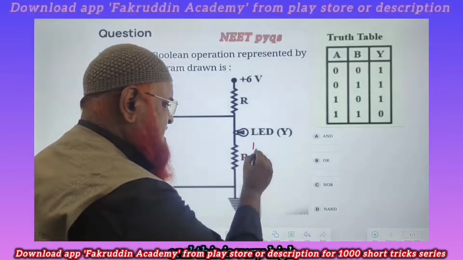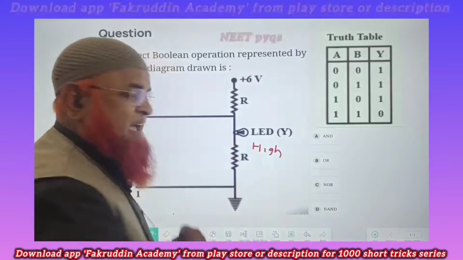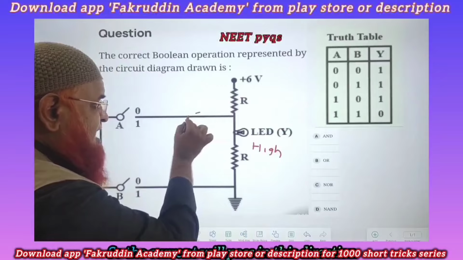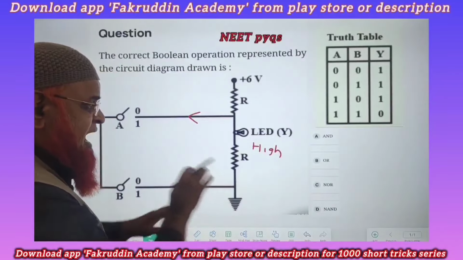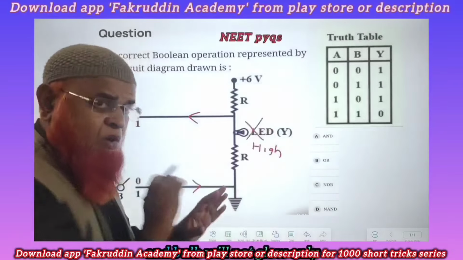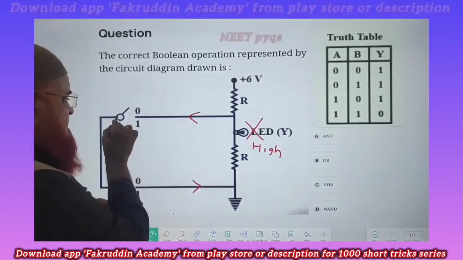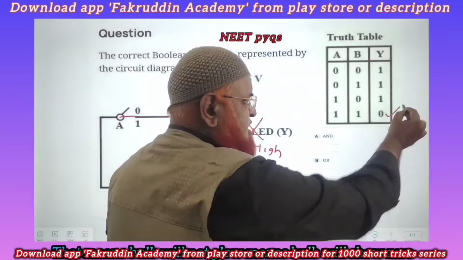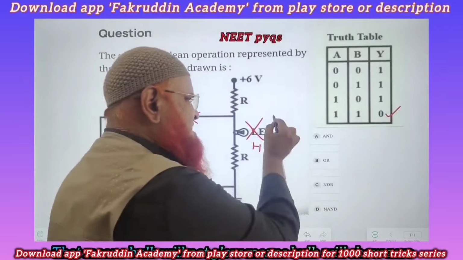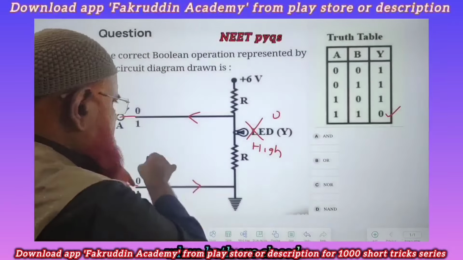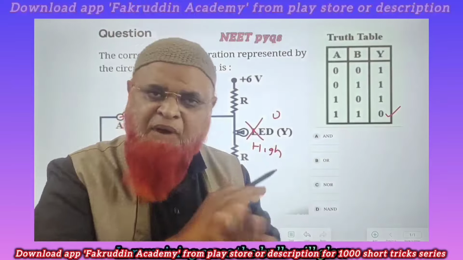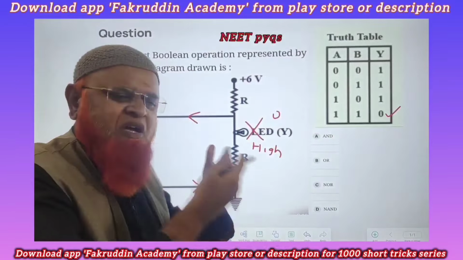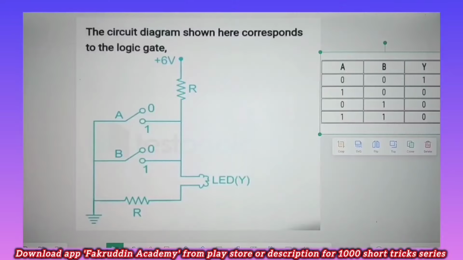And the bulb is having very high resistance. So the current will pass in this direction and the bulb will not glow, only when both the switches are closed. That means the bulb will show zero when both are closed. In the remaining cases, the bulb will glow, because if any one is open, the current has to pass through the bulb since there is no other way.